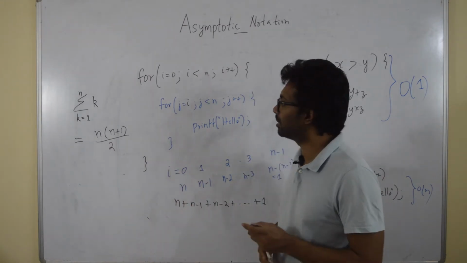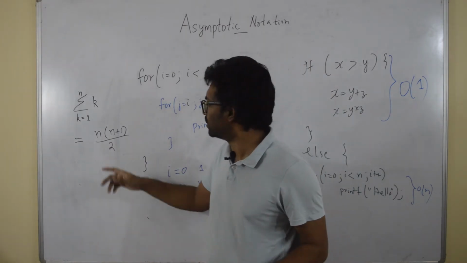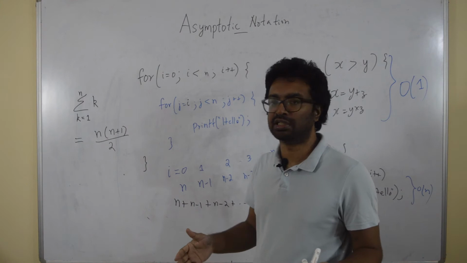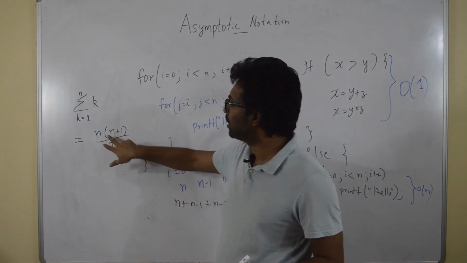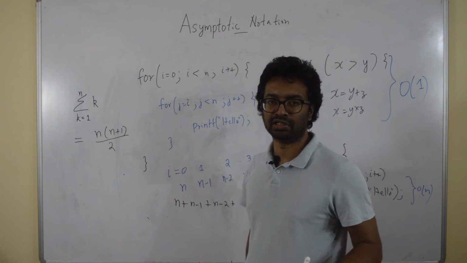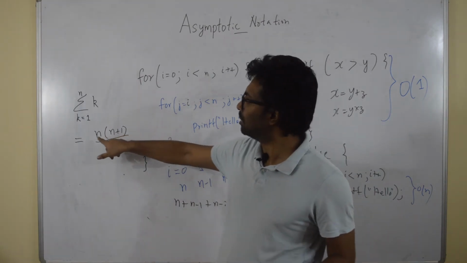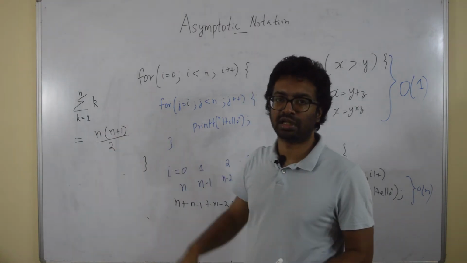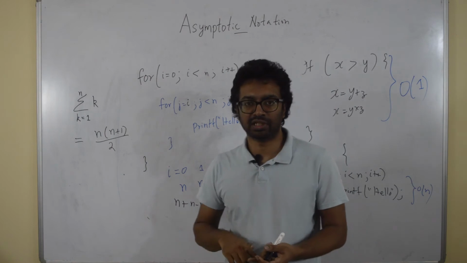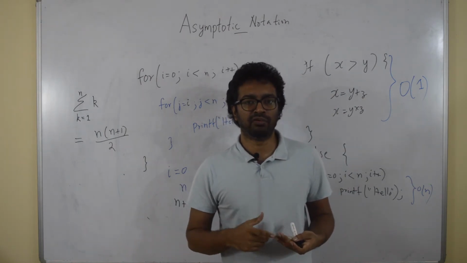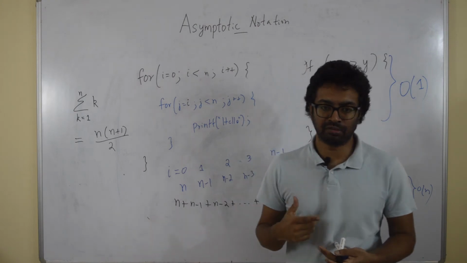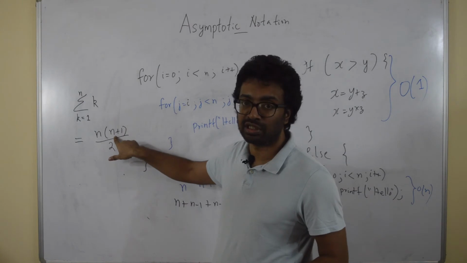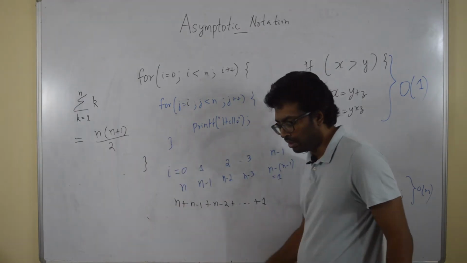So this can be proved by induction, but we can just try out a few examples. When n is equal to 3, it's 3 plus 2, 5, plus 1, 6. So 3 times 4, that's 12 by 2, 6. It's correct. For n equal to 2, it's 2 plus 1, 3; 6 by 2, 3. It's correct. What about 5? 5 plus 4, 9. Plus 3, 12. Plus 2, 14. Plus 1, 15. And 5 into 6, 30 by 2, 15. So it's correct. So I'm going to assume this to be correct.